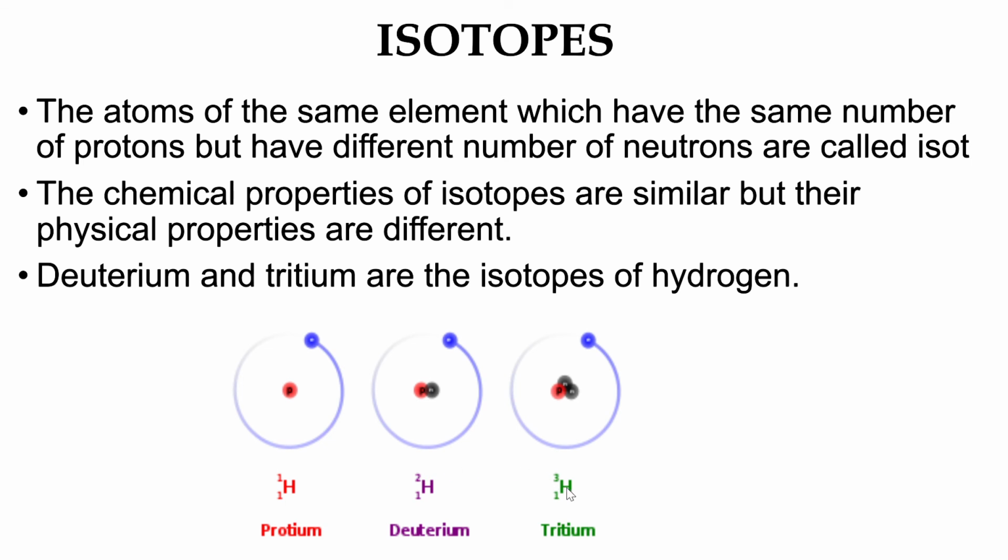But in tritium we have got 1 proton and 2 neutrons. So the atomic mass number of tritium is 3. Therefore, we write it as H 1 3. So these three are the isotopes of hydrogen. Protium, deuterium, and tritium are the isotopes of hydrogen.